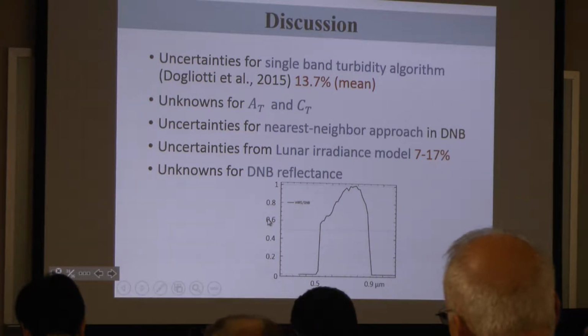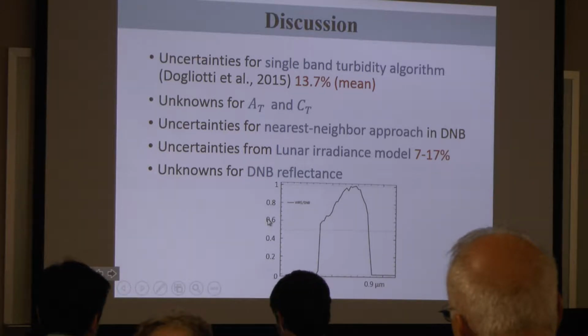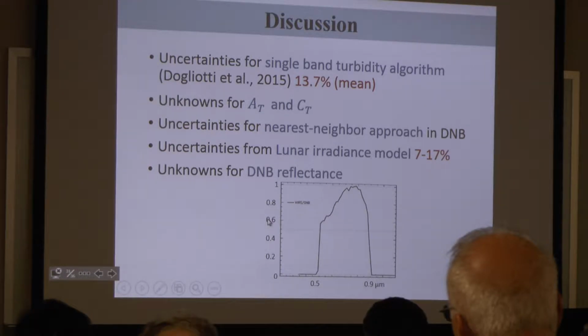Here I will talk about some uncertainty in this model. Turbidity et al. in 2015 addressed the uncertainty for their single band turbidity algorithm, which is 30.7%. In their work, the highest uncertainty can reach 22% in South Northern Sea. So the true uncertainty in Mississippi is unknown.